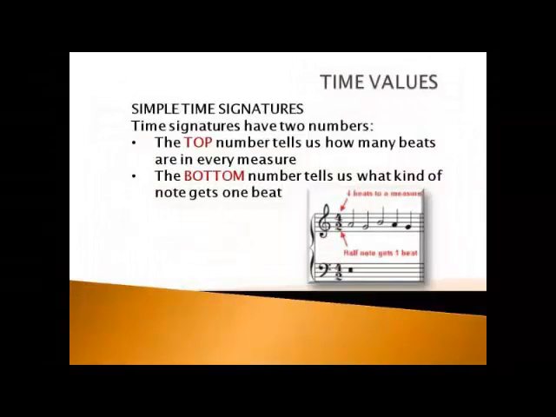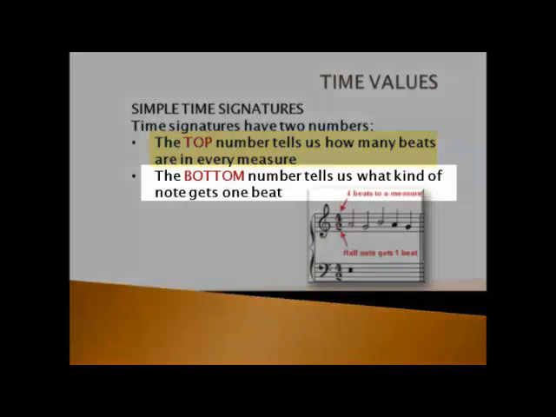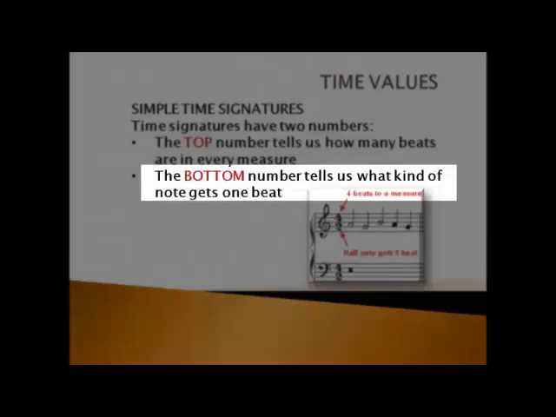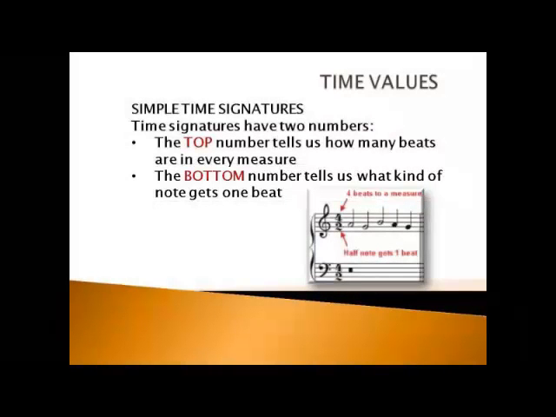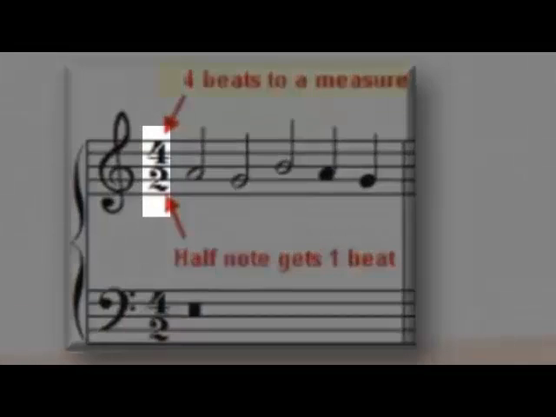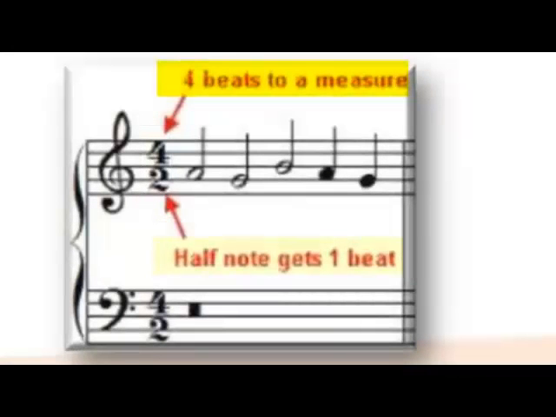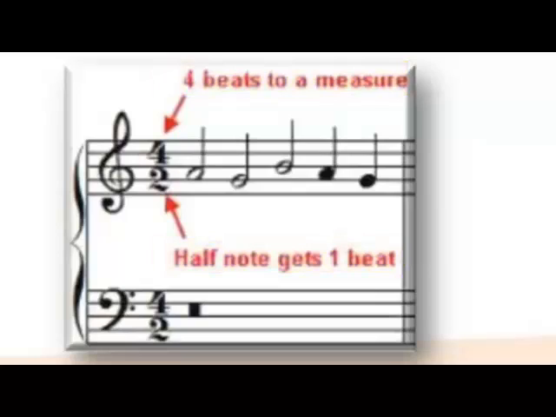We're going to look at time signatures now. The time signature always has two numbers, as I'm sure you've noticed in your music. The top number is going to tell us how many beats are in each measure of music, and the bottom number is going to tell you what kind of note gets one beat. So on the slide that you're looking at, it says 4/2. That means that there's four beats in each measure, and a half note is going to get one beat. So this is simple quadruple when we have a four on the top.